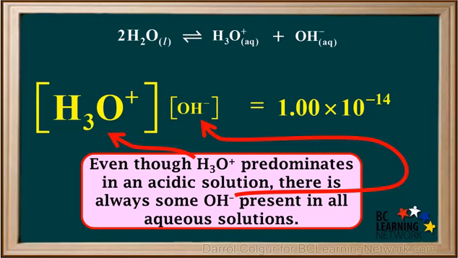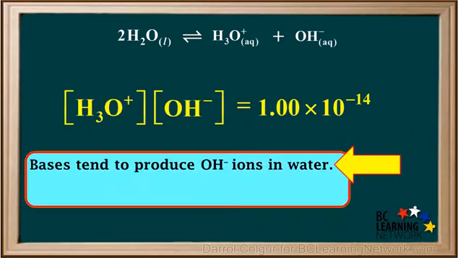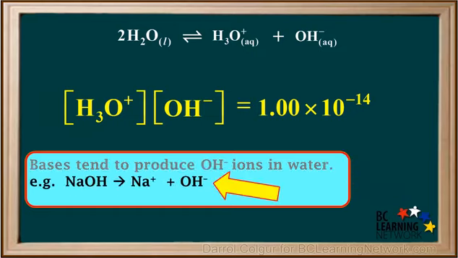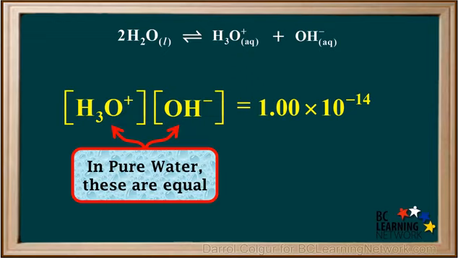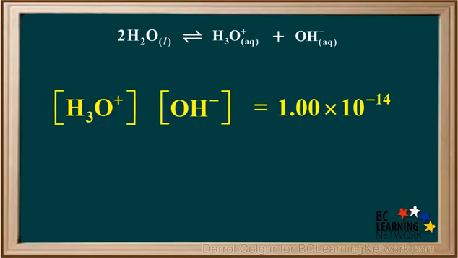It is important to realize that even though hydronium predominates in an acidic solution, there is always some hydroxide present in all aqueous solutions. Bases tend to produce OH- ions in water. For example, NaOH dissociates into sodium and hydroxide ions. Remember, in pure water, which is neutral, the hydronium ion concentration and the hydroxide ion concentration are equal. Let's add some base to a sample of water to increase the hydroxide ion concentration.